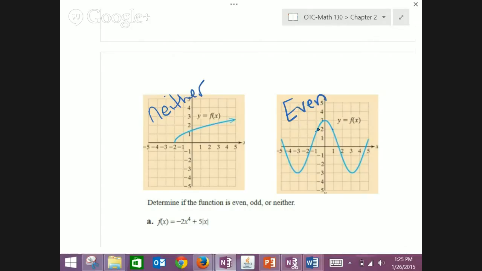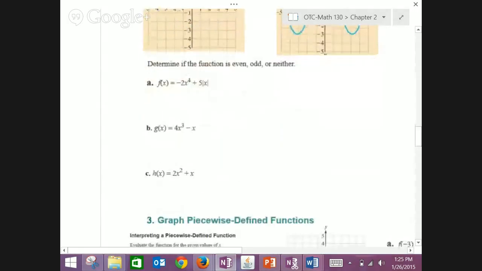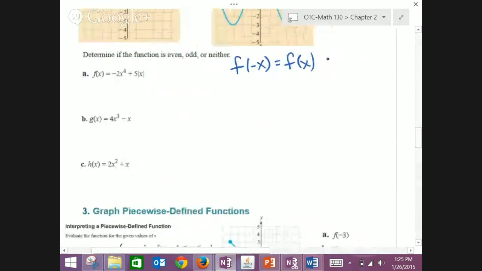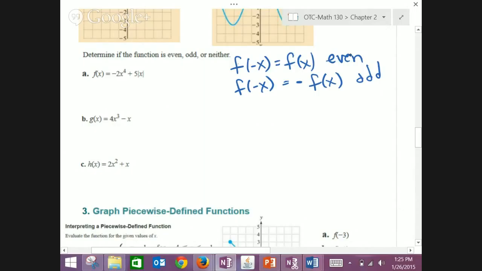Of course, we don't always get these nice, pretty little graphs. This is called college algebra, so you might have to do algebra. So a way to check it is if f of minus x equals f of x, you get an even function. And the easiest way to remember, x squared is even. So if I plug in minus x, I get x squared, the original function. If I plug in f of minus x and I get minus f of x, this is odd. If I plug in and I get something different, nothing interesting, then it's neither.